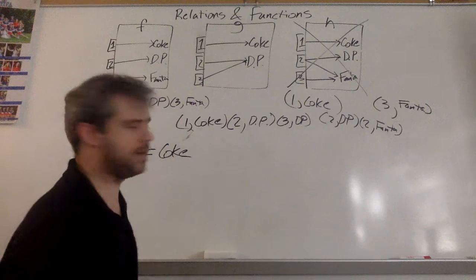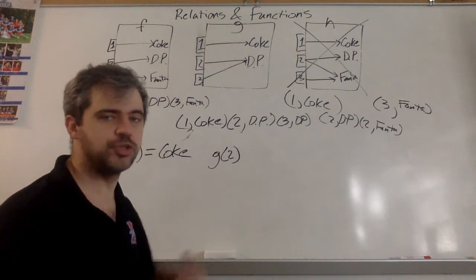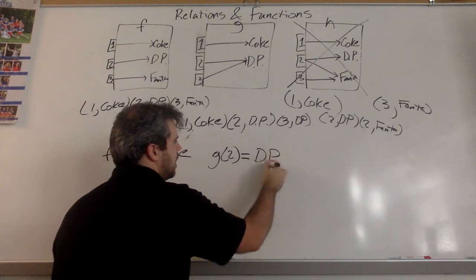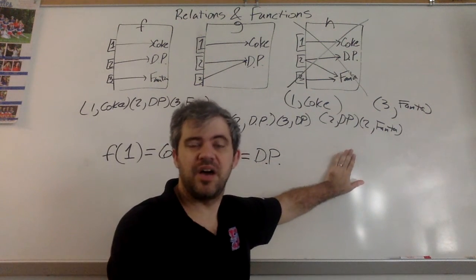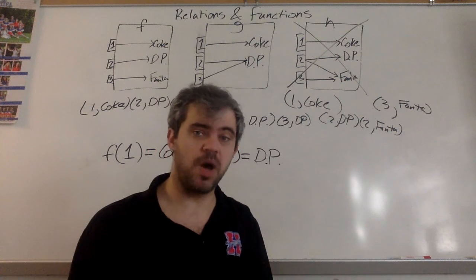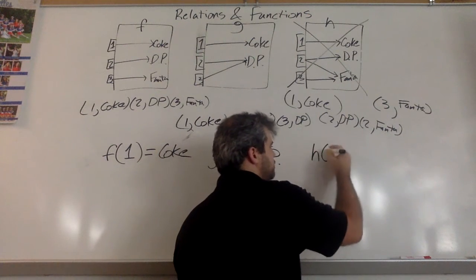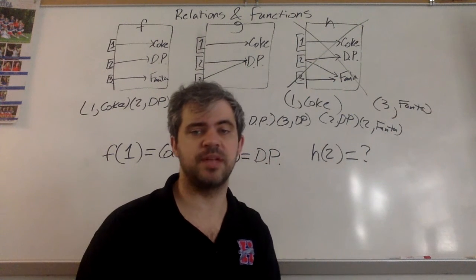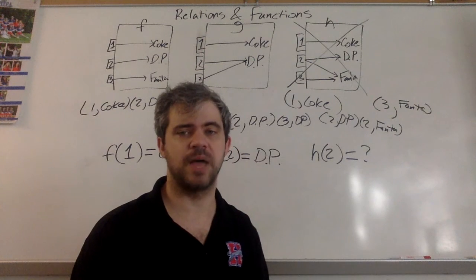Okay, well, what about g? What about g of 2? Well, when 2 is my input, I get a Dr. Pepper. And I can't do function notation on this because it's not really a function, because we could say what h of 1 is, we could say what h of 3 is, but h of 2, we don't know. Because if I give you a certain input, it's going to have two possible outputs.